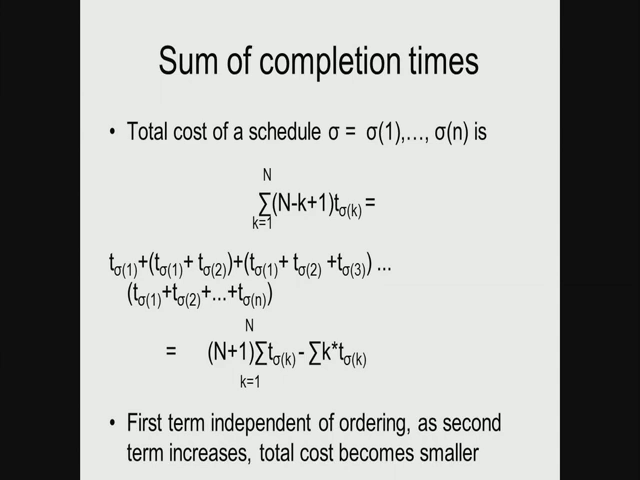It will delay every subsequent job apart from using t sigma of 1 units of time on the machine. The first job that we schedule, which is sigma of 1, takes t sigma of 1 units of time on the machine. Not only that, it also delays the remaining n-1 jobs by t sigma of 1 units of time. Same for t sigma of 2, the second job. Its completion time is the time that it spent waiting for the machine, which is t sigma of 1, plus the time that it spends processing on the machine, which is t sigma of 2.